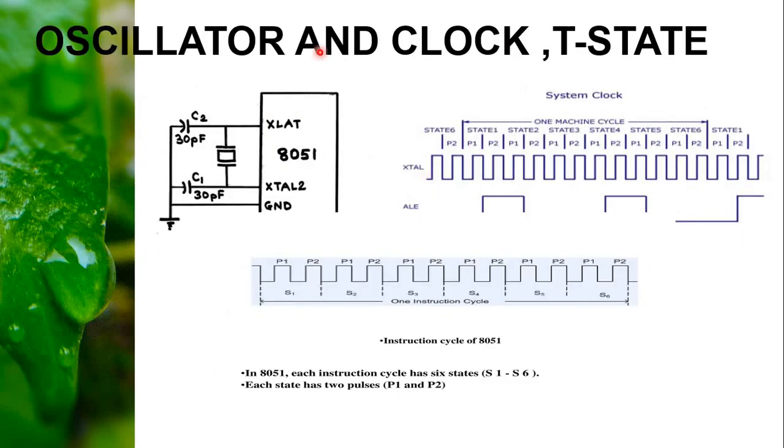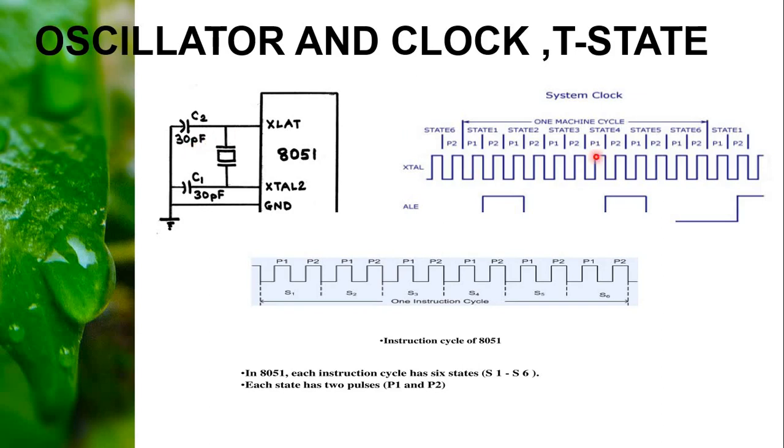Next one is the oscillator and clock circuit and T state. What is the oscillator circuit? We are using a ceramic crystal oscillator. We can use capacitors from 20 to 30 microfarads, anything we can use. Why we are using this particular oscillator is to maintain stable clock frequencies.